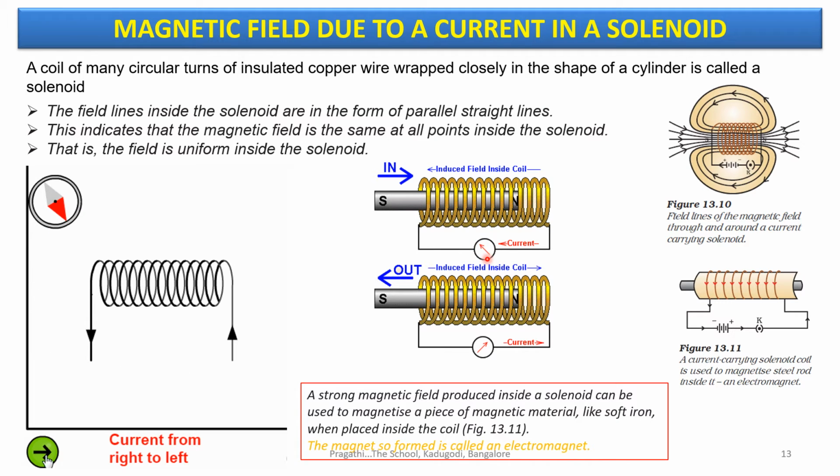What is the function of a galvanometer? The function of the galvanometer is just to detect the current. It just says whether the current is flowing or not. It doesn't measure the current.